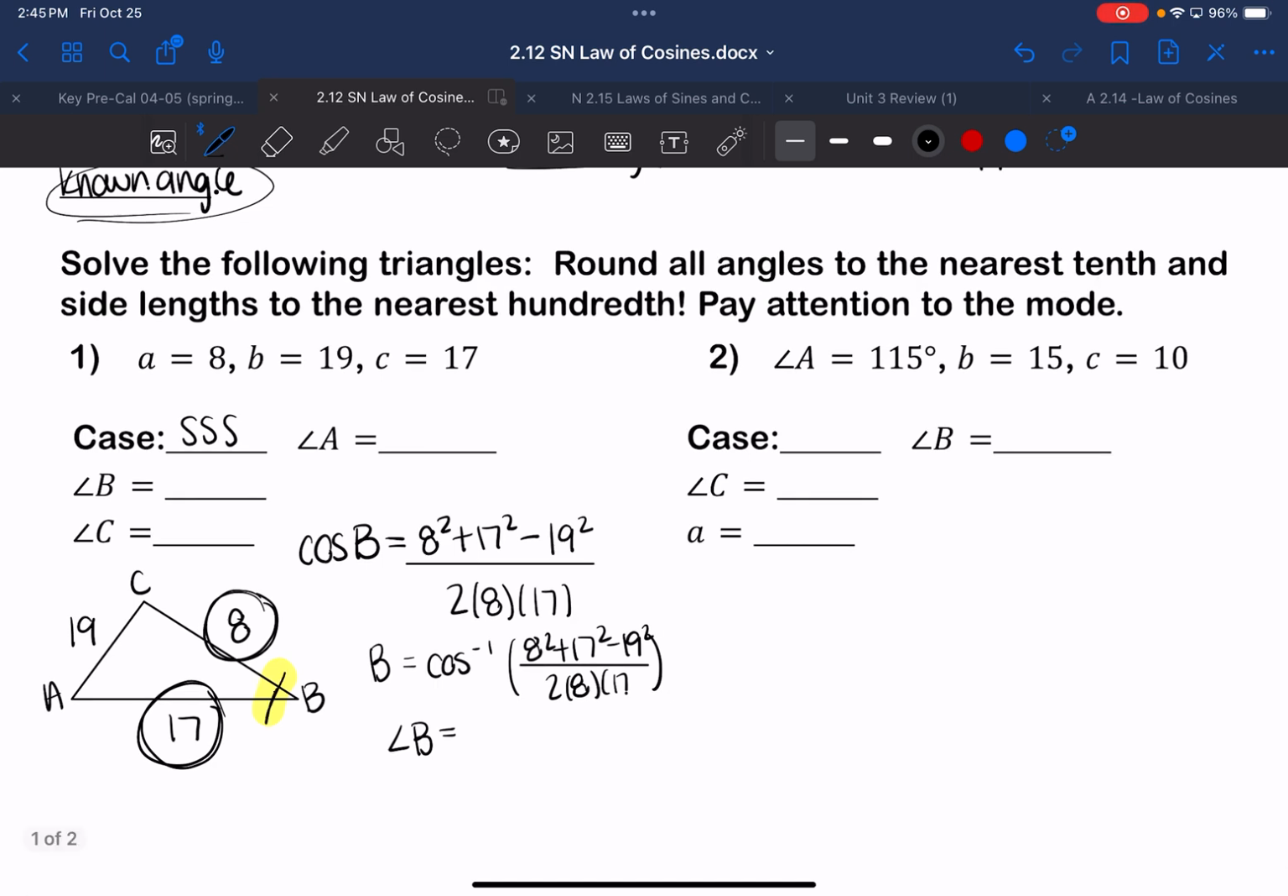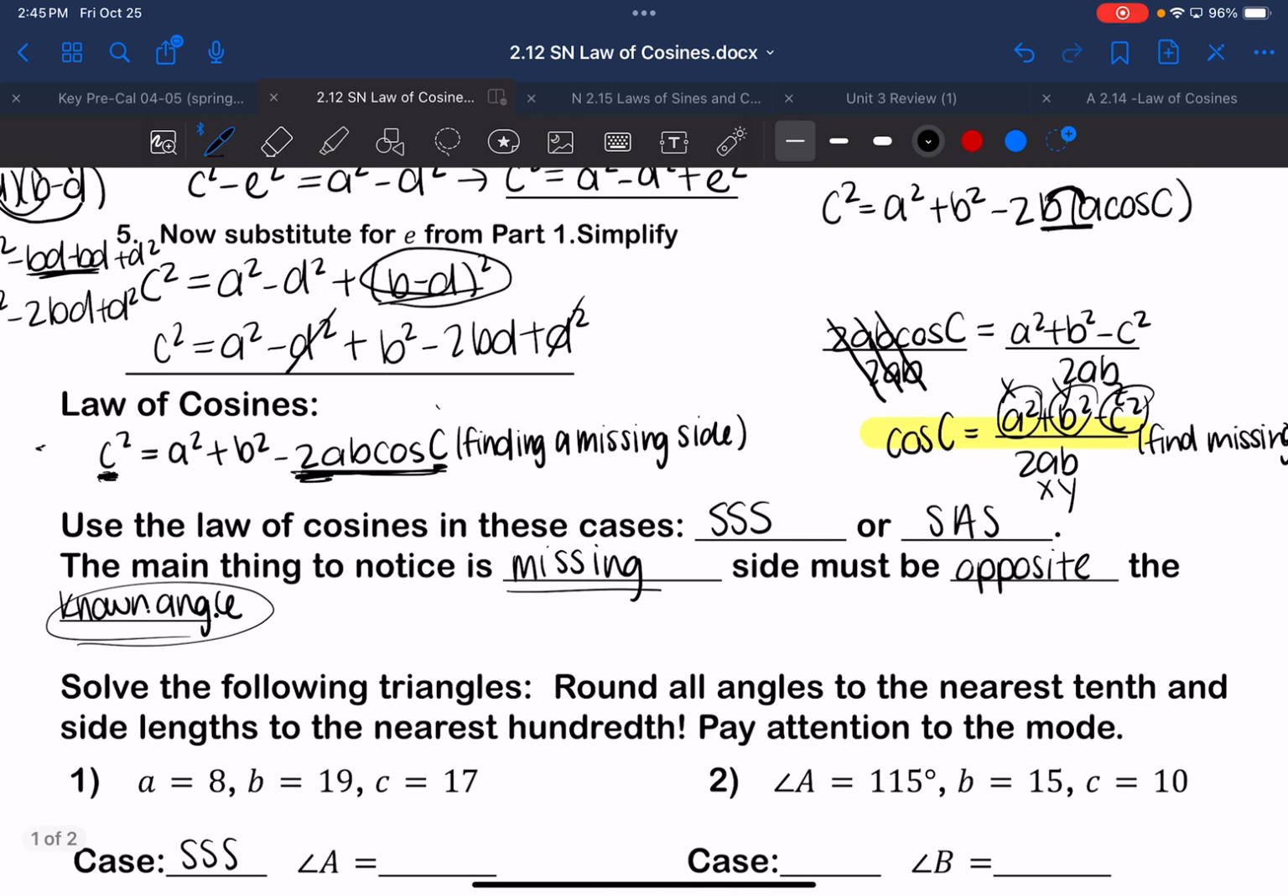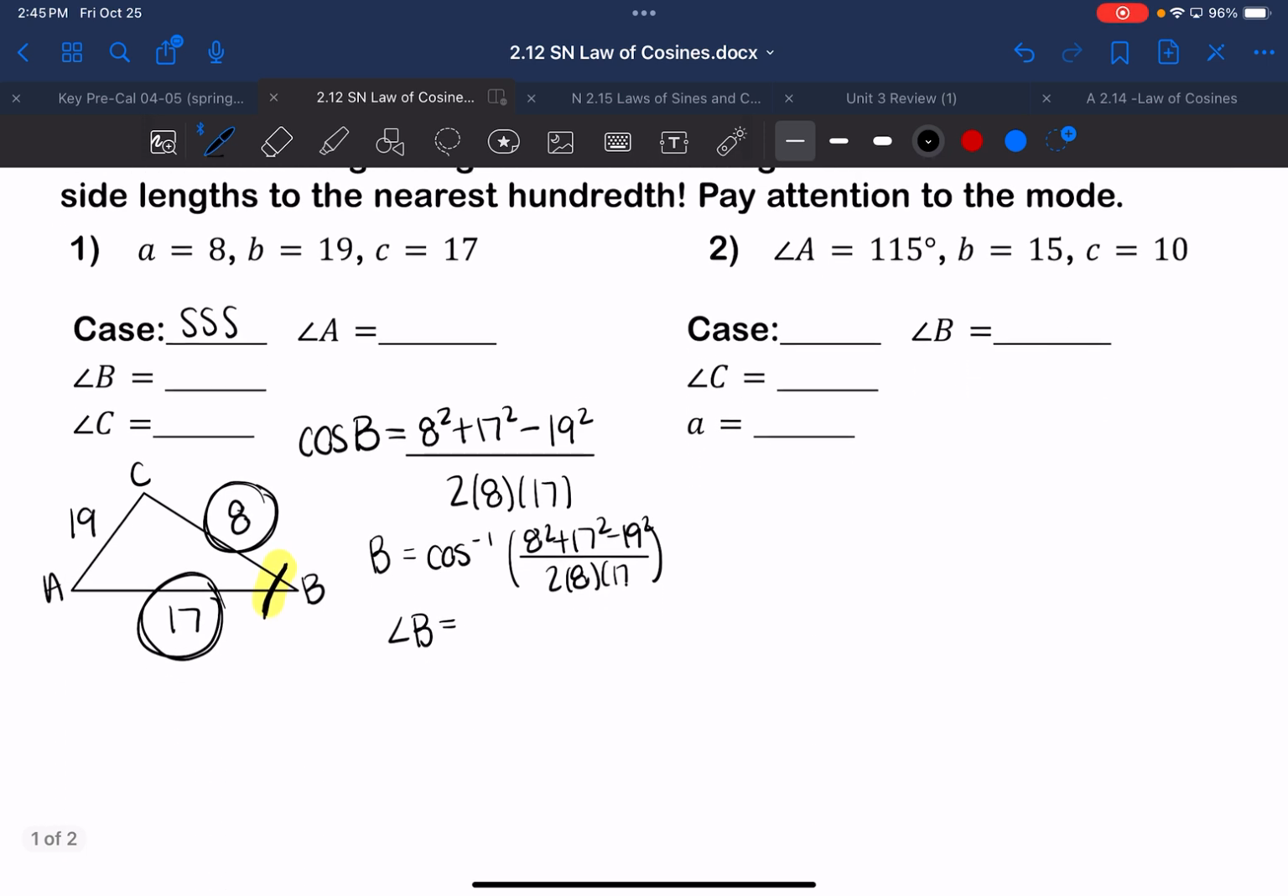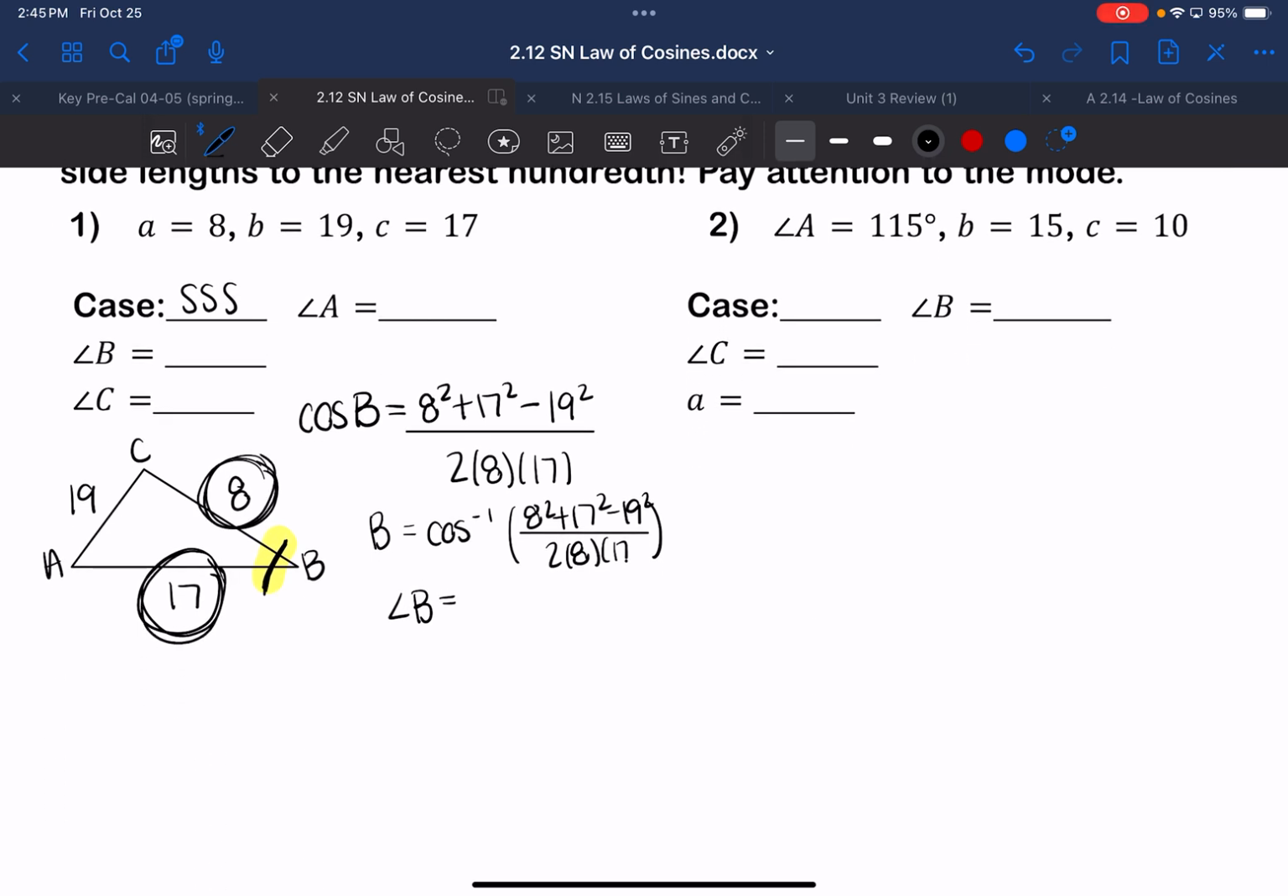So, since I'm looking at angle B, A and B from your formula, or if we're calling them X and Y from your formula, have to be the ones beside the angle that you're looking for. So you have to put 8 and 17 here.